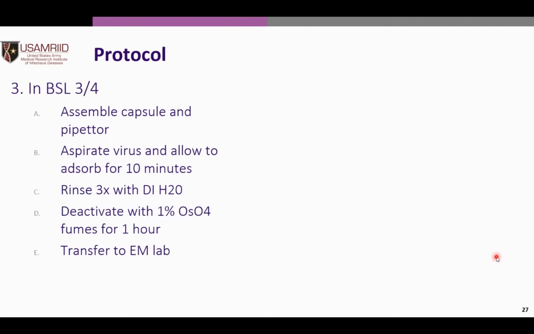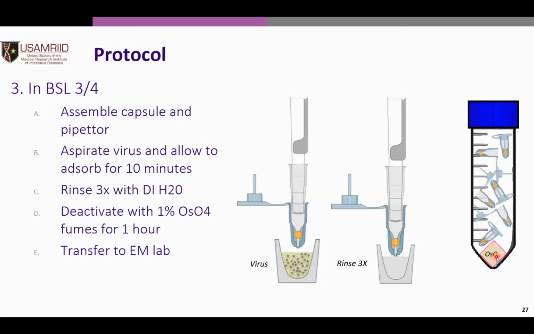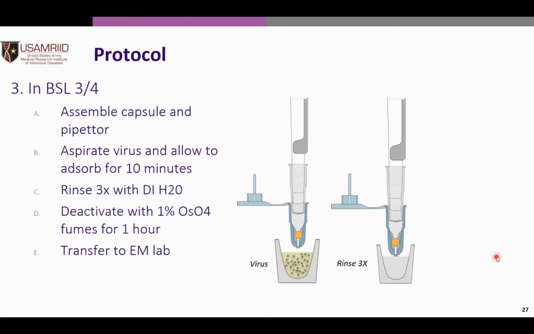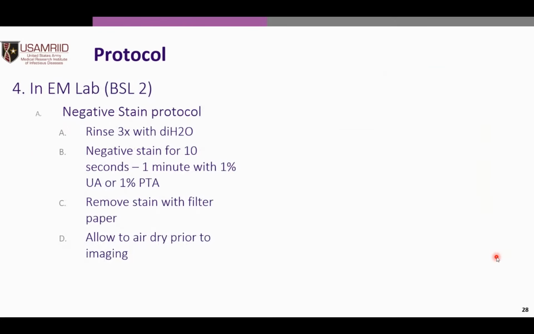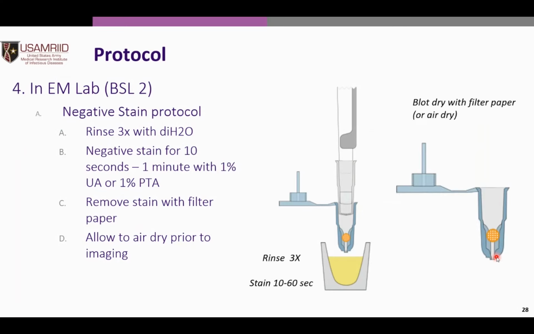fix. And in BSL-3, the user simply has to aspirate the virus, rinse 3 times, and bring it out to us in that conical tube with osmium tetroxide. And then on the BSL-2 in the electron microscopy lab, we were going to rinse again and stain for 10 to 60 seconds with either UA or PTA, and then blot dry with filter paper. It says or air dry.